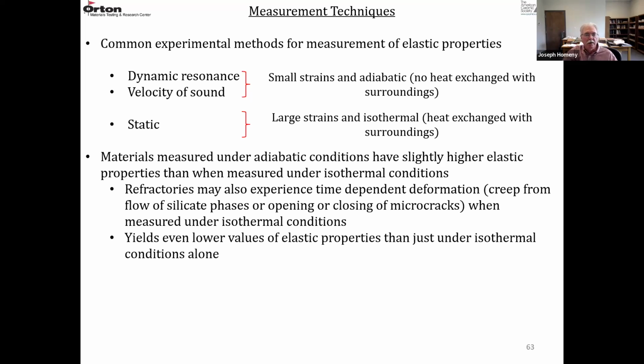So I think I'll stop there. At the beginning of next class, we'll go over the different ways you can measure the elastic properties: dynamic resonance technique, a velocity of sound technique, and the static technique. So I'll finish this up on Thursday, and then we'll continue on with some of the other thermal properties.